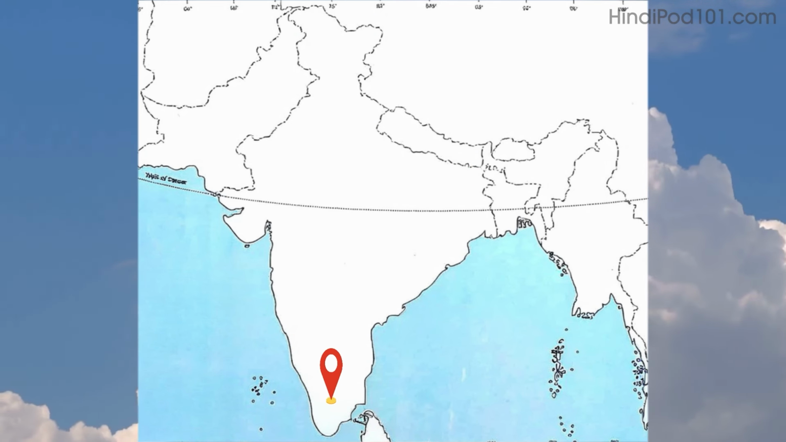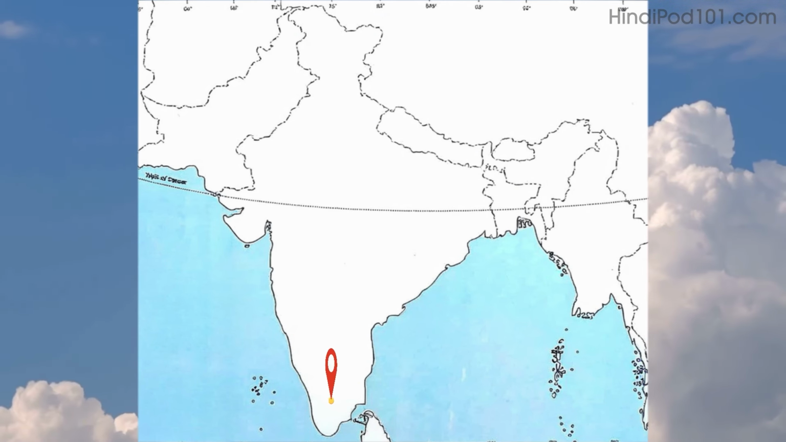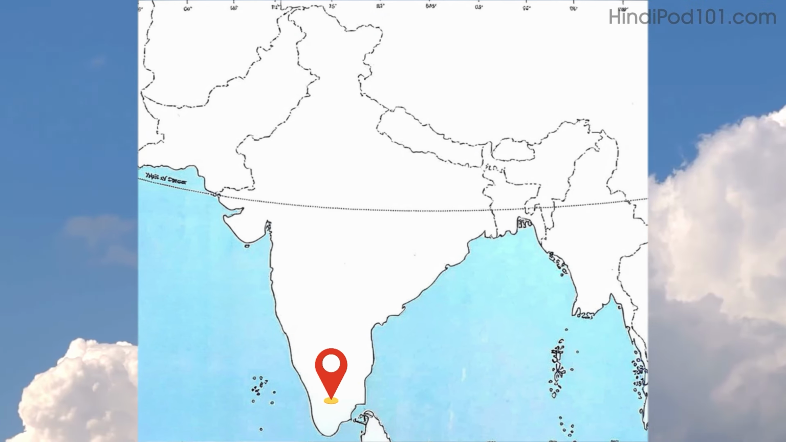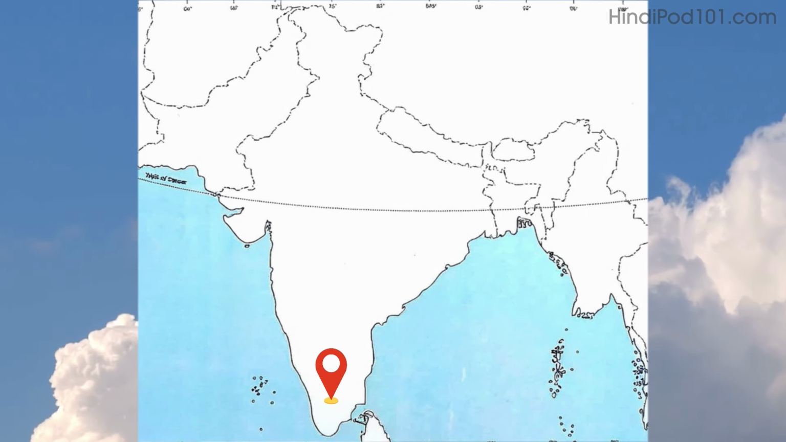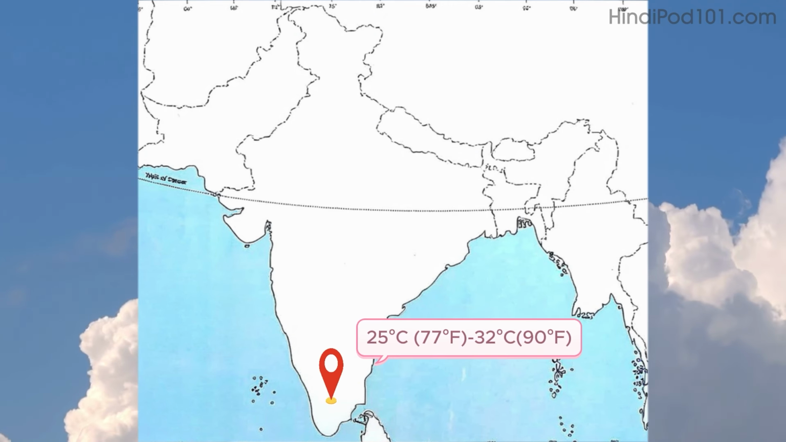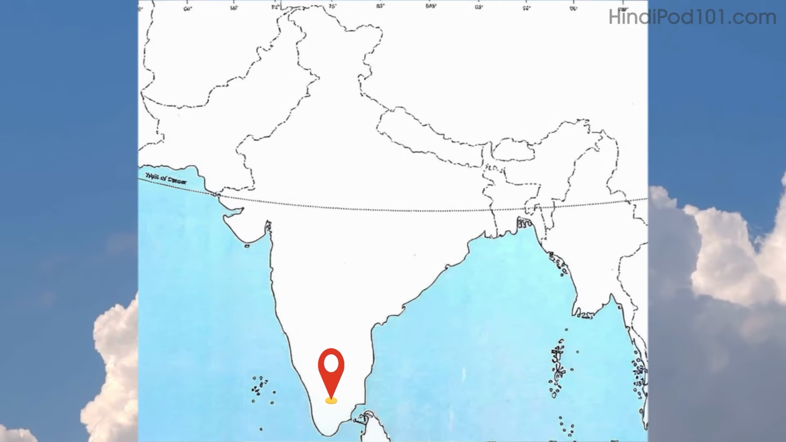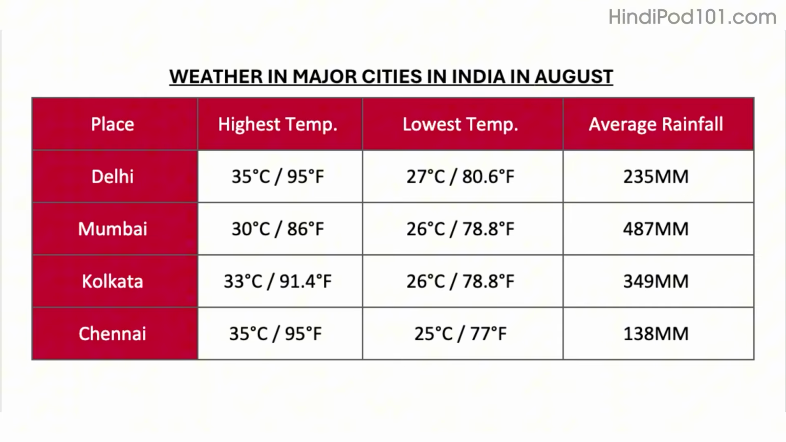On the southern side of India, including Kerala and Tamil Nadu, the weather is slightly different. While Kerala continues to receive rainfall, Tamil Nadu experiences less rain in August. Temperatures in the south range from 25 degrees Celsius to 32 degrees Celsius with pleasant mornings and evenings. Now let's have a look at the highest and lowest temperature with average rainfall in 4 major cities of India. So the weather in India in August remains hot and rainy.